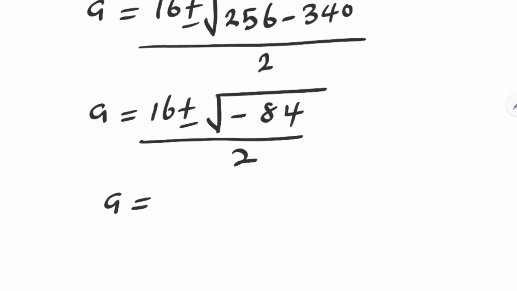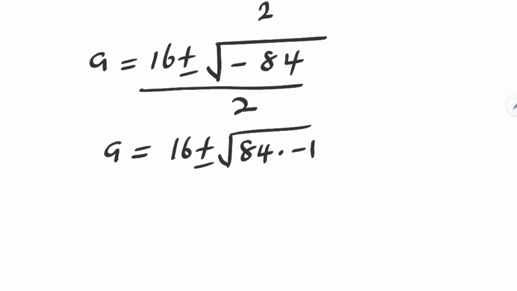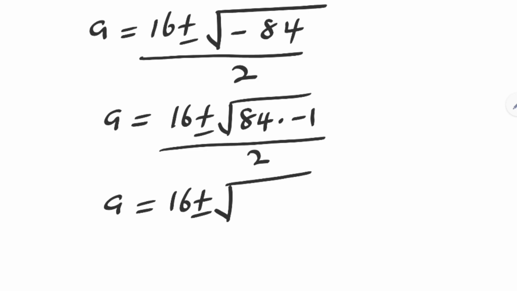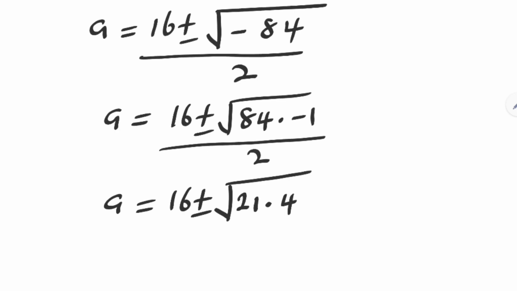A is equal to 16 plus or minus square root of minus 84 can be written as square root of 84 multiplied by minus 1, then over 2. A is equal to 16 plus or minus square root of 84 can be written as square root of 21 multiplied by 4, then multiplied by this minus 1 over 2.